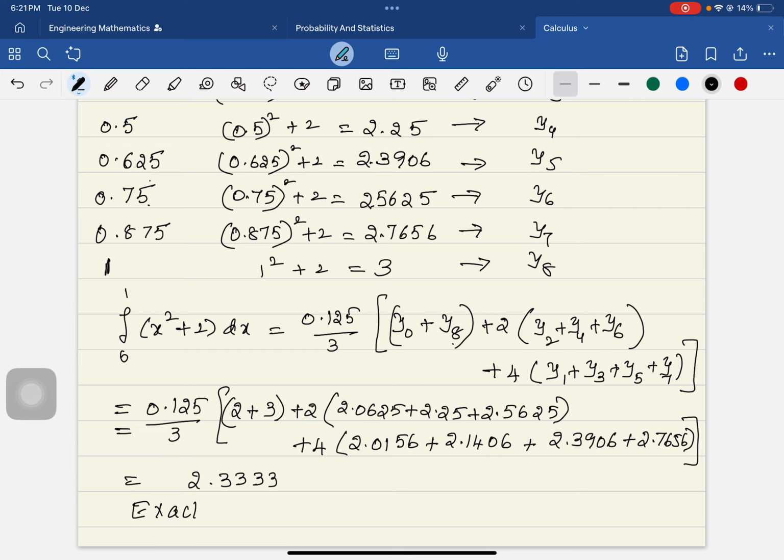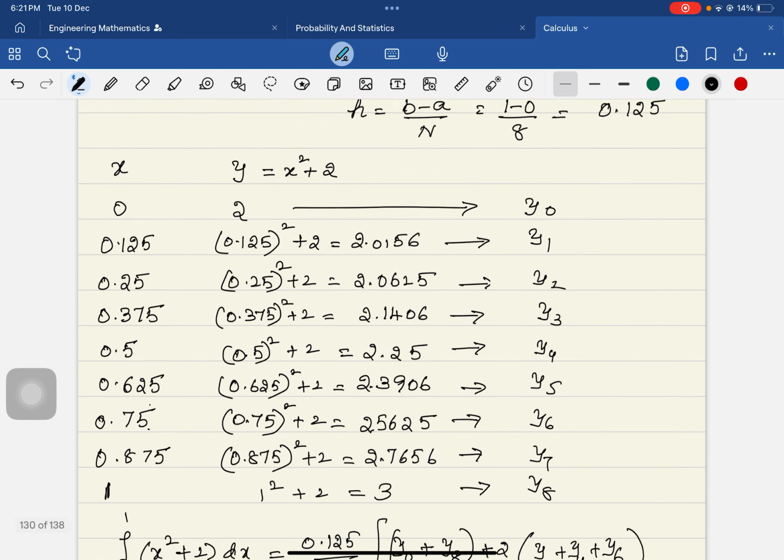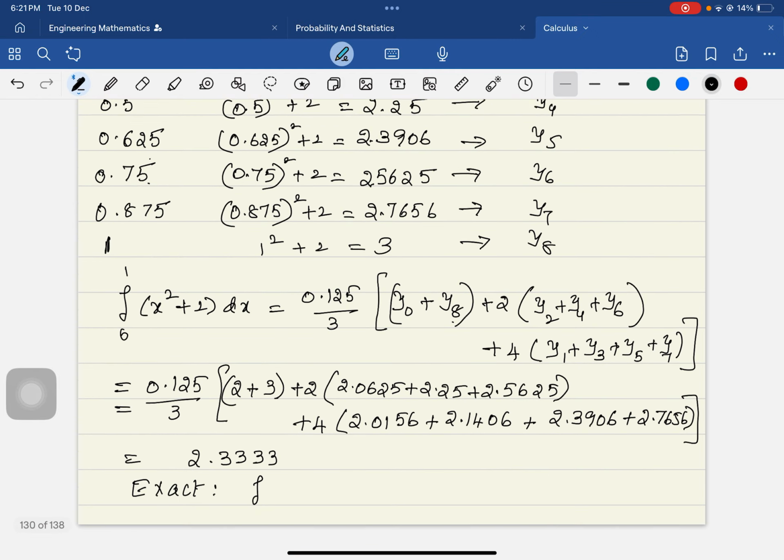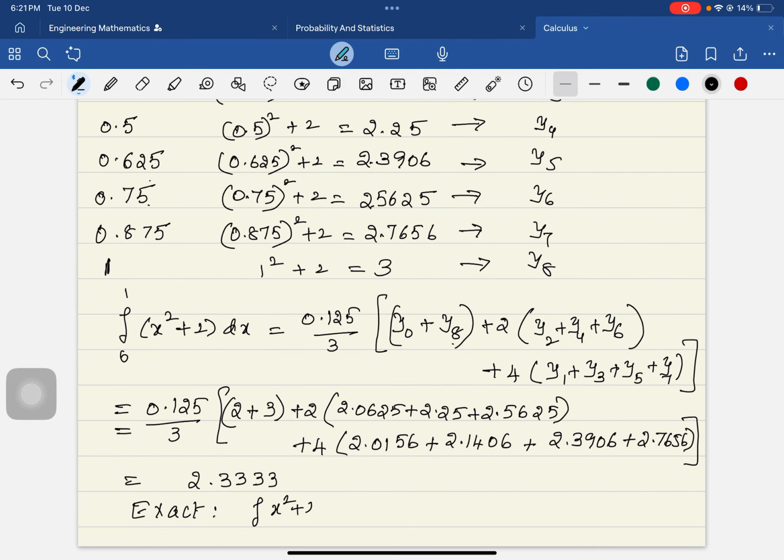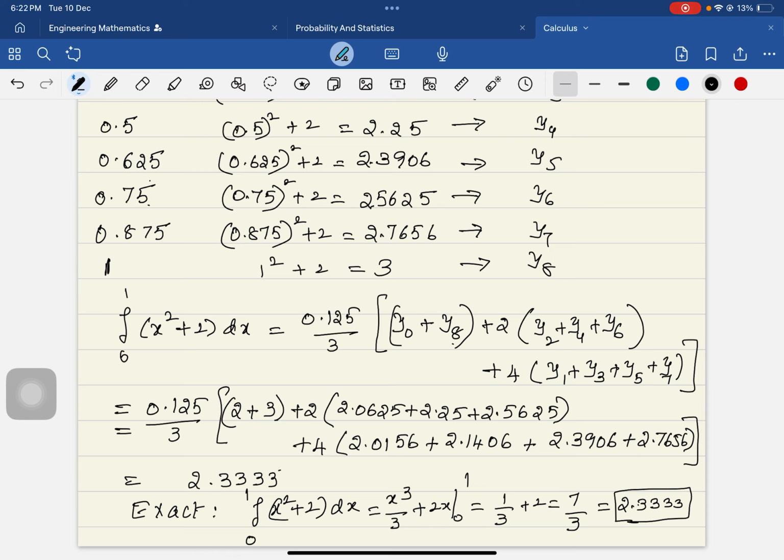Okay. Now what is the exact value? That means the integral of the function x square plus 2 dx within the limit 0 to 1 is given by x cube by 3 plus 2x within the limit 0 to 1, and that gives you 1 by 3 plus 2, that is 7 by 3. 7 by 3 is also 2.3333 recurring. So this is the value by using the exact method also. The approximate value is also the same.